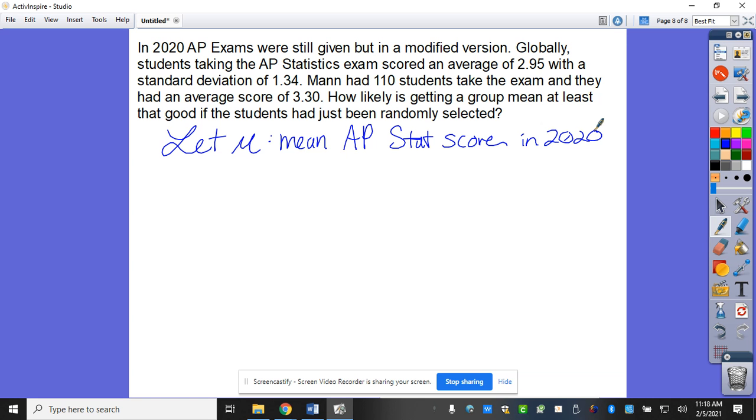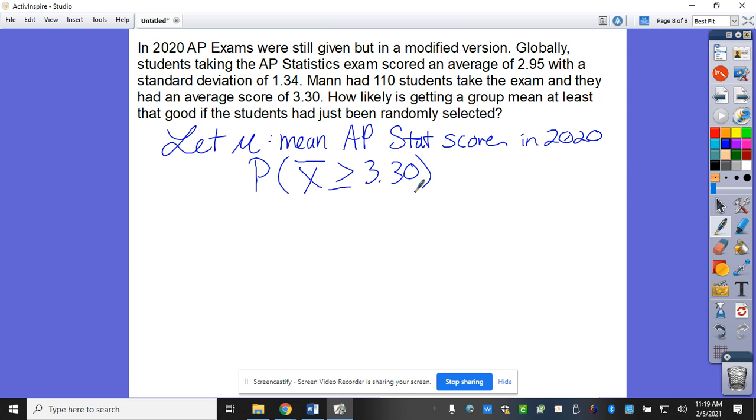And then, so my next thing is how likely is it to get a group mean at least that good? So what symbol has to go here? X bar, and is what? So there's our state.